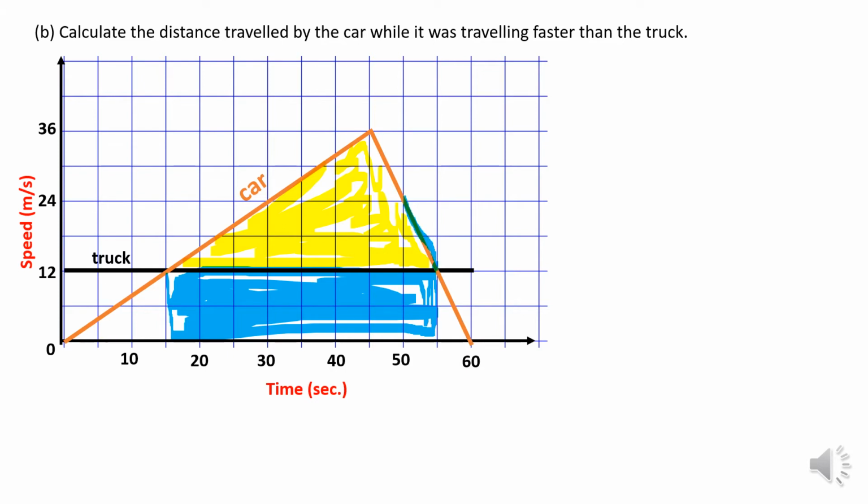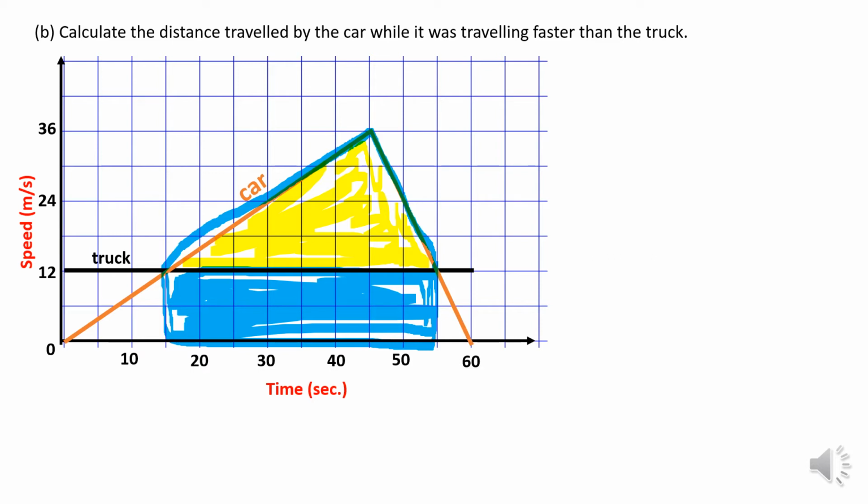Once we have this area, because it includes the total area under the graph when the car was faster, as you can see, it's that particular area when it was faster than the truck. So everything under that roof, so to speak, is the area that we are going to figure out.